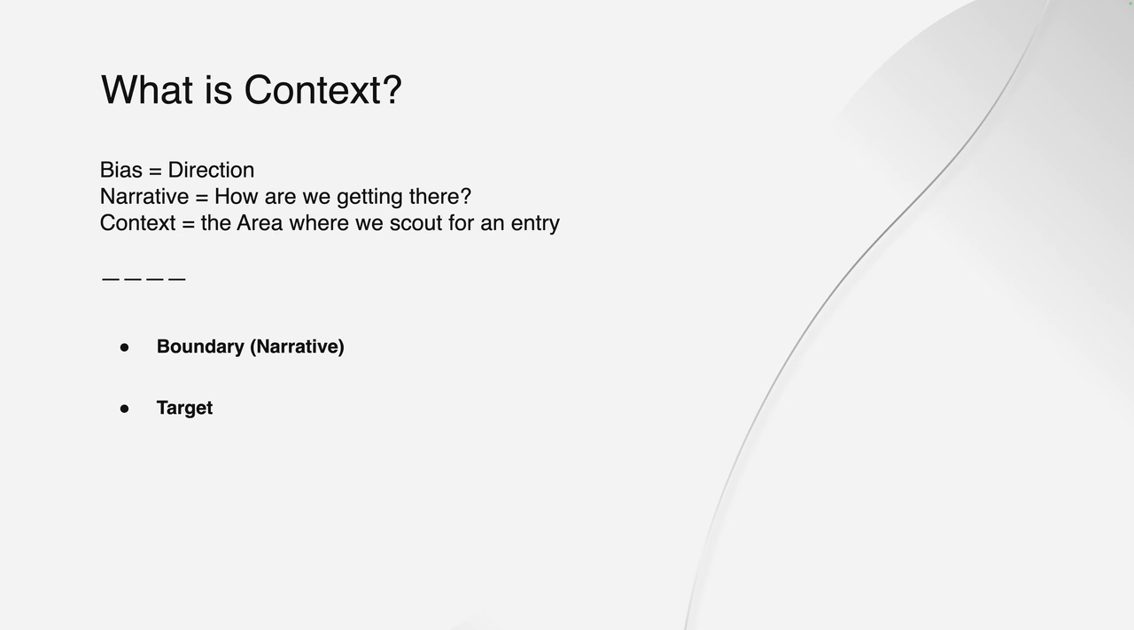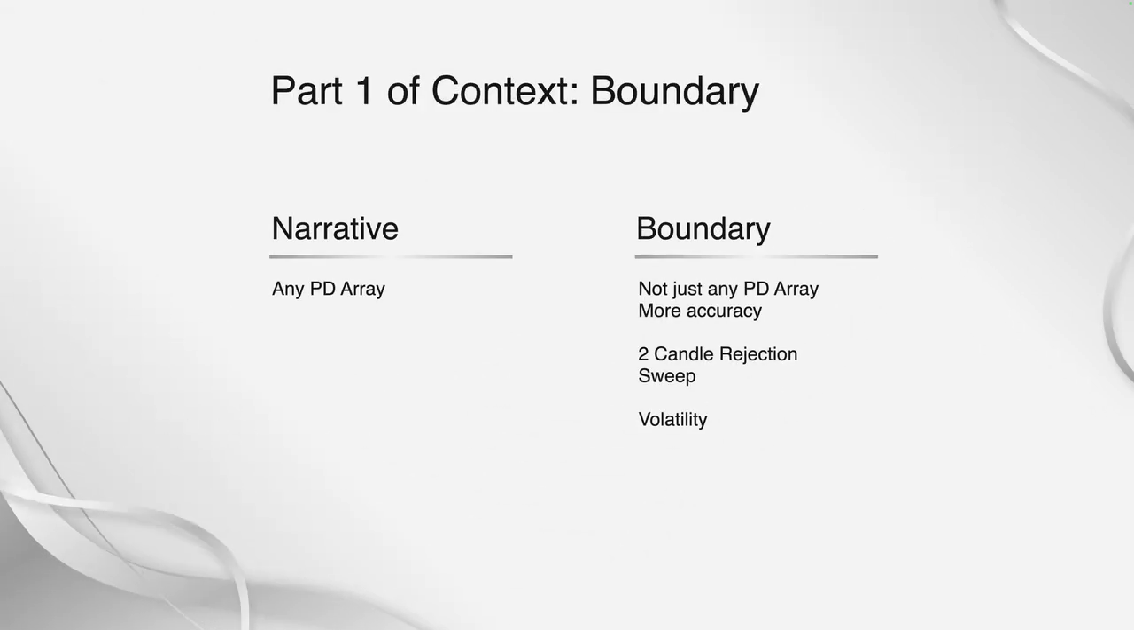Then we have context. Context is the area where we now scout for an entry, also known, like I mentioned in the beginning, as the context area. It is exactly the area where you can look for an entry on the lower time frame, for example. The context consists of 2 components: the boundary, and I have narrative there as well, because it's closely related but not exactly the same. Then we also have the target, which is the second part of context. So let's first go over the boundary, which is part 1 of context.